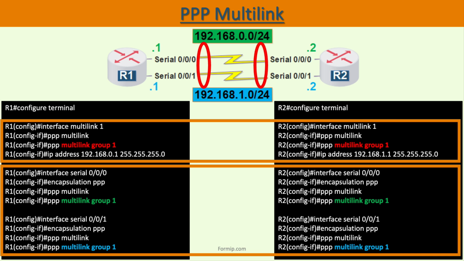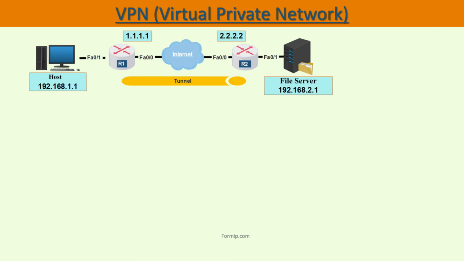On the configuration side, we first create the multilink virtual interface, and then we configure the serial interfaces to be integrated into the group. Of course, the multilink group number must match in the configuration of the interfaces.